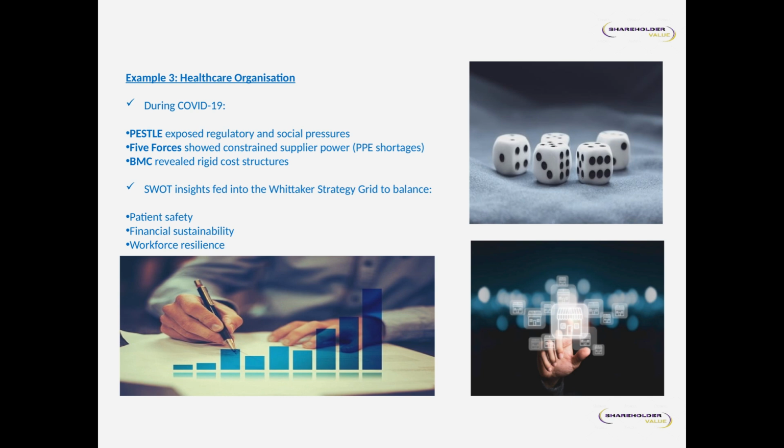By combining these insights in a comprehensive SWOT analysis, we identified key strengths and weaknesses that fed into the Whitaker strategy grid. This allowed the organization to find a balance between patient safety, financial sustainability, and workforce resilience, ensuring they could maintain care quality without compromising their long-term viability or staff well-being.